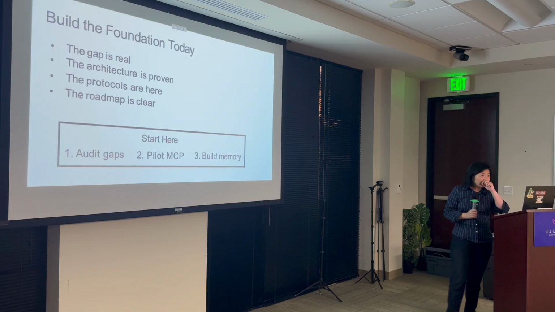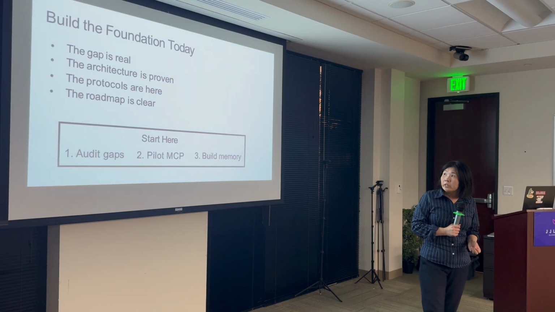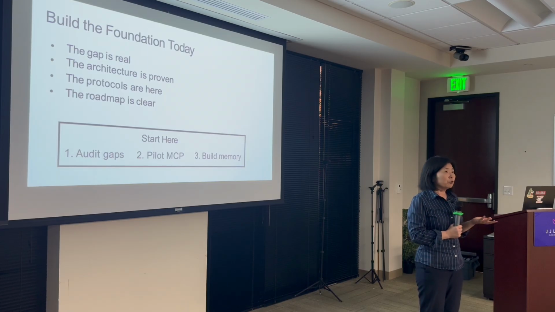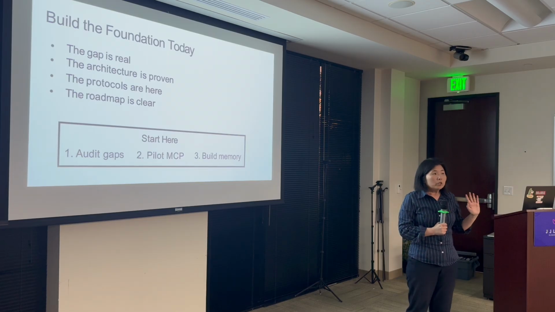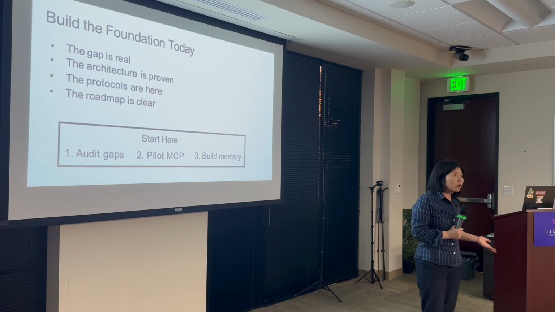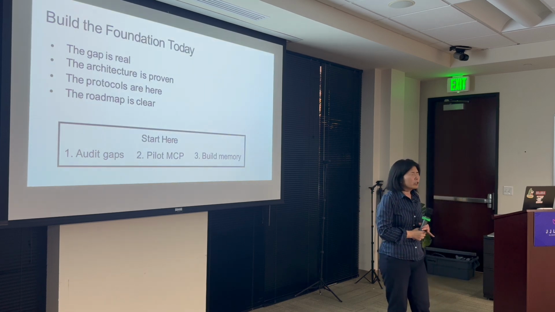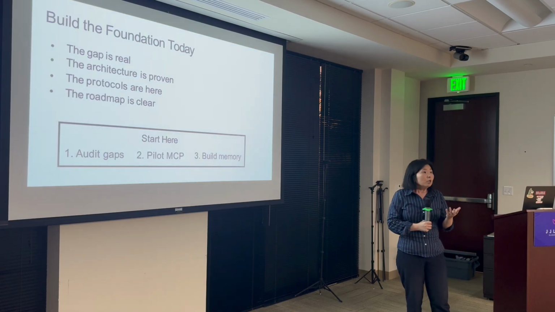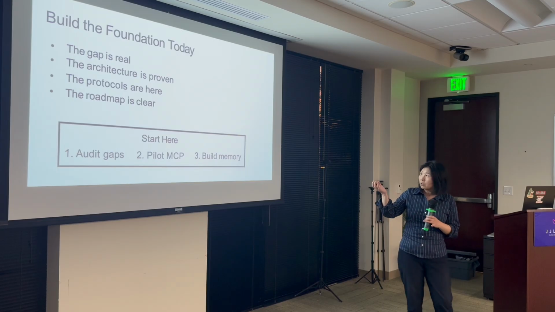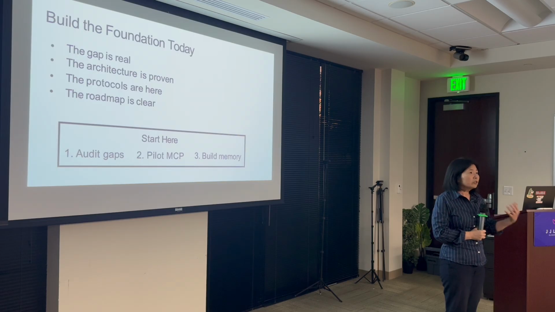And finally, what we are saying is we are ready to implement that for your company, for each company, because the architecture is very well established. All the protocols are available, and the roadmap is clear. So for example, we can start to audit the gap in entity semantics and use MCP to start, then start to build the memory. I think before you do context engineering, understand how to implement the memory for your company.